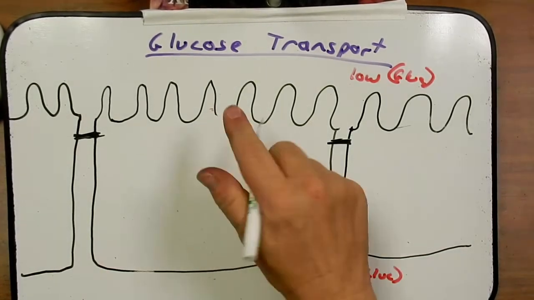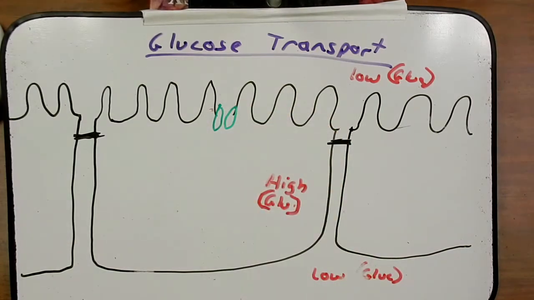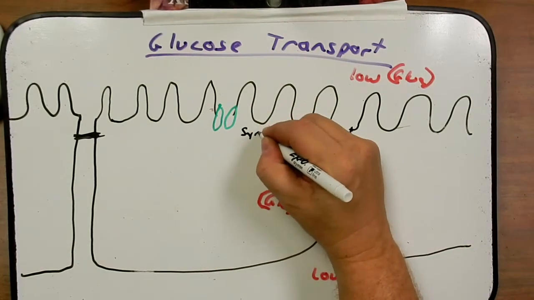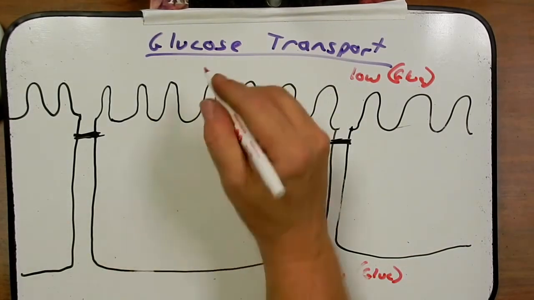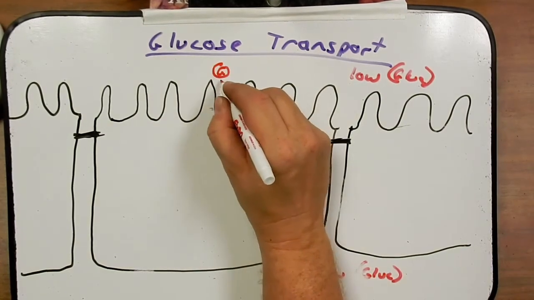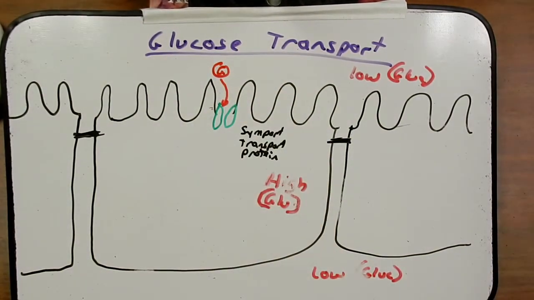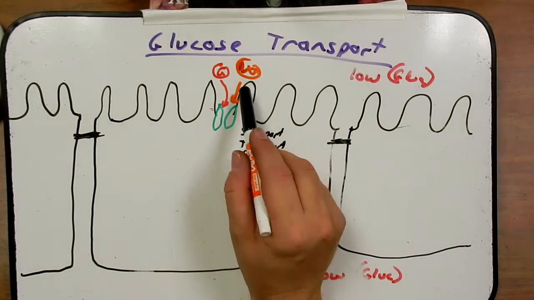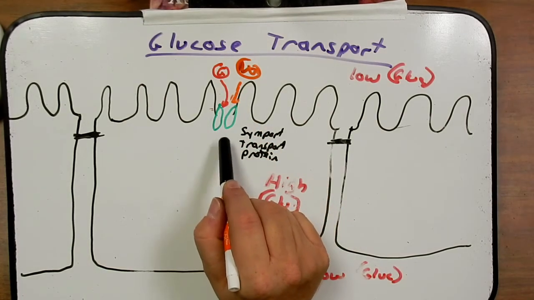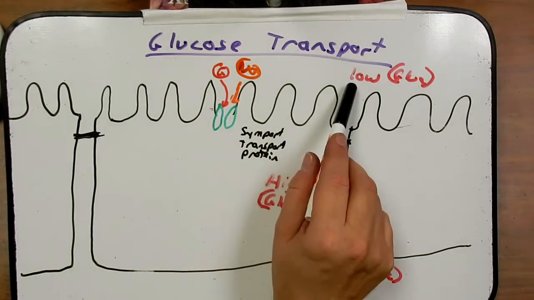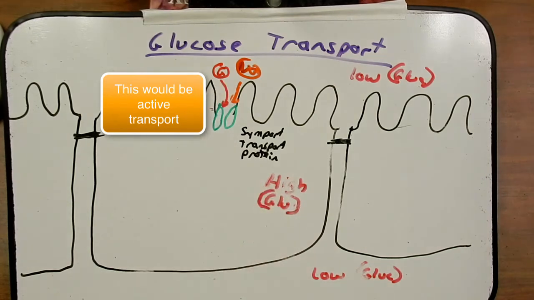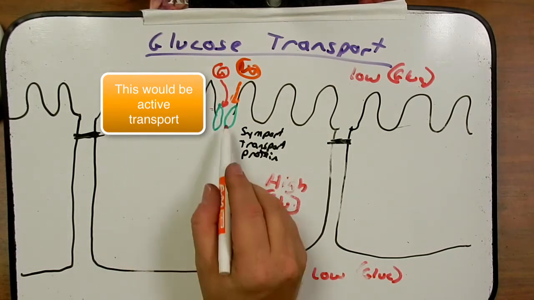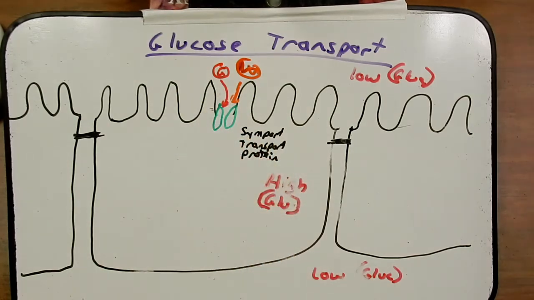So here we're going to have a symport transport protein where glucose, I'm just going to write it as a G, is going to bind here, as will sodium. Sodium will help drive this reaction, moving glucose from this low concentration to this high concentration. So with sodium, it comes inside the cell.